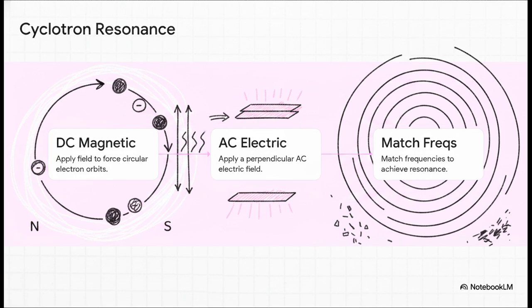First, they apply a massive DC magnetic field to force the electrons into circular orbits. Then, they apply an AC electric field perfectly perpendicular to it. When the frequency of the AC field exactly matches the electron's orbit, it resonates and absorbs energy. By measuring that resonance, they calculate the mass. But here's the catch. It requires extremely pure samples and unbelievably low temperatures just to allow the electrons to complete their orbits without crashing into impurities and scattering.